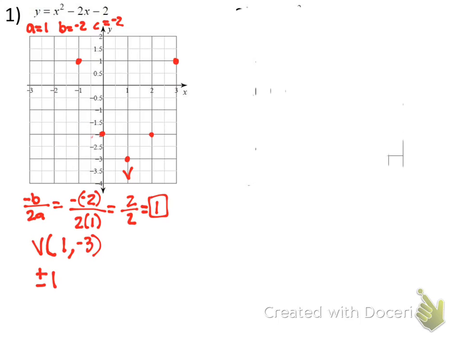Let's do this point right here. What's this point? -1, 1. Okay. If I put in -1, -1 squared is? 1. -2 times -1? 2. So 1 plus 2 is? 3. 3 minus 2 is? 1. You see? Y'all got it?